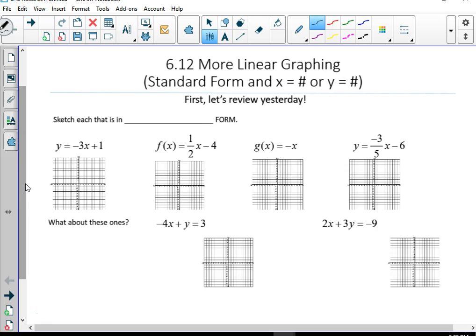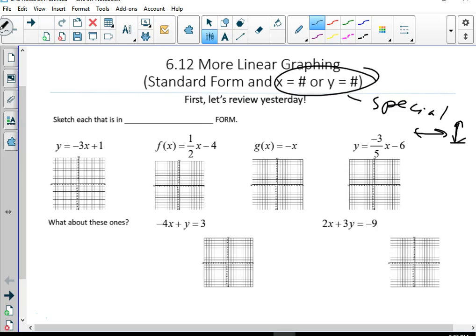Standard form, and x equals a number or y equals a number, which are special lines. Okay. These two are special. They are vertical and horizontal. We'll talk about that. But those are special lines.